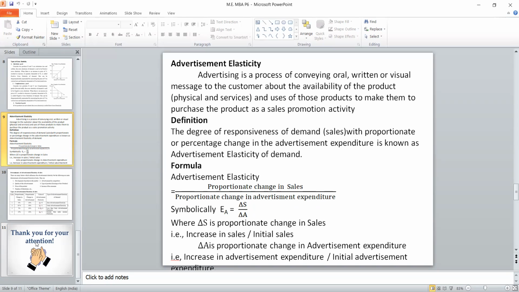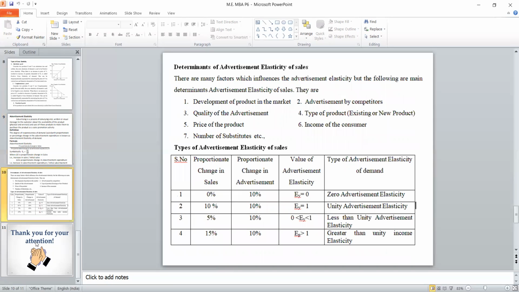So this particular advertisement elasticity comes under marketing management, and the formula is very simple: proportionate change in sales divided by proportionate change in advertisement expenditure. Here also we have four types. When there is no change in the demand because of your advertisement expenditure, then we call it zero advertisement elasticity. Suppose it changes proportionately based on the value of our advertisement, your demand is responding, then we call it unitary advertisement elasticity.